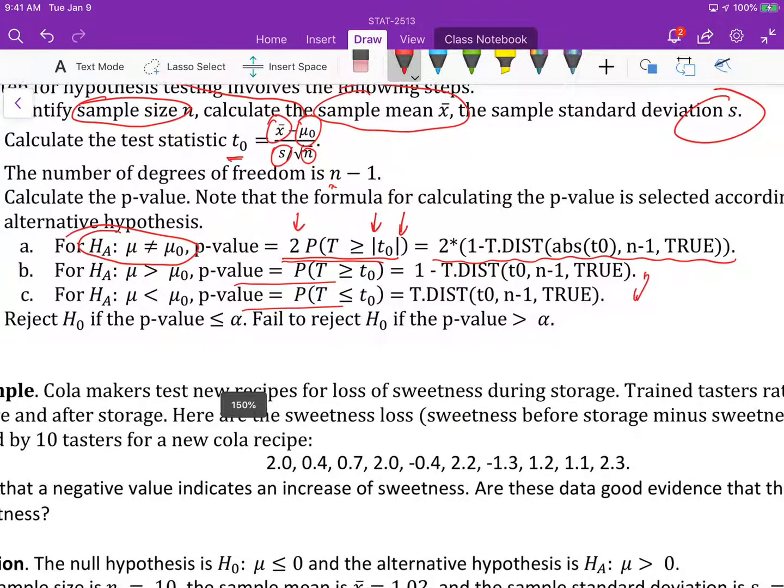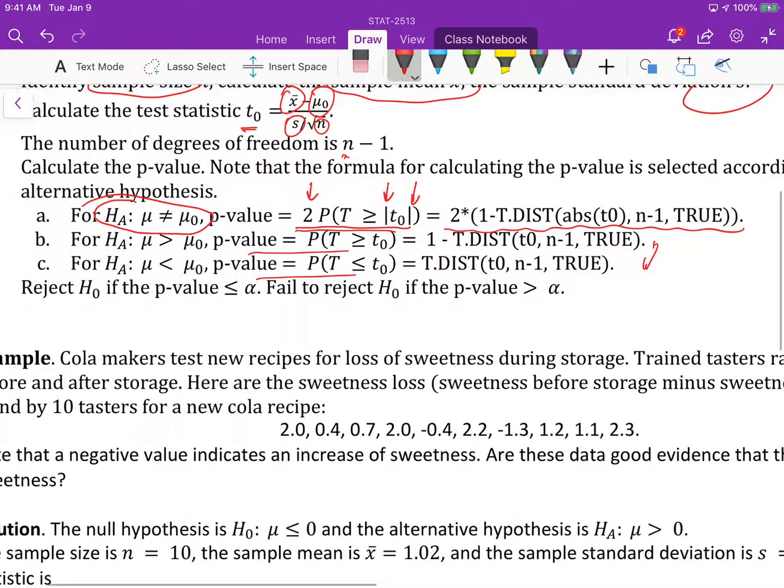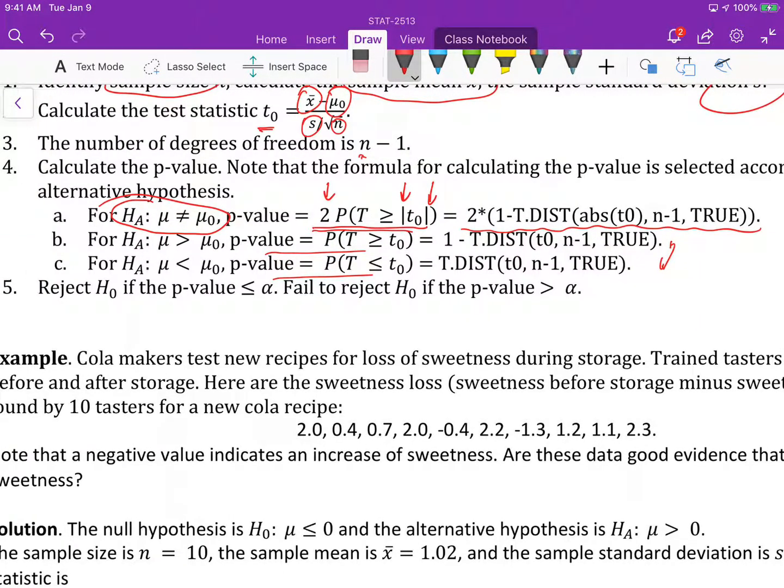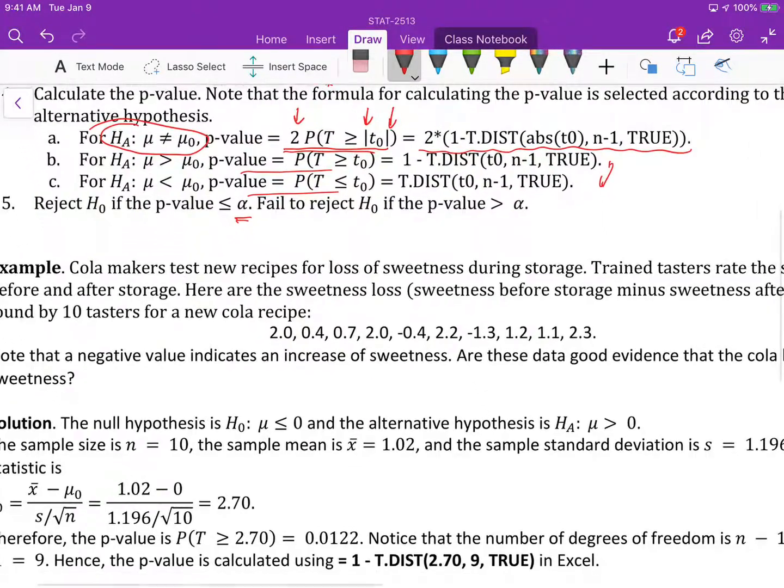After you get the p-value, we compare the p-value with alpha. Alpha is the significance level. Usually alpha is 5%. If the p-value is smaller than 5%, or smaller than alpha, we reject H0. And if the p-value is greater than alpha, we fail to reject H0. So let's use the following example as a demonstration.